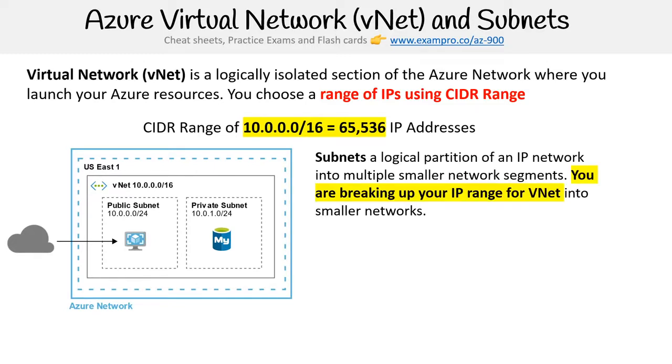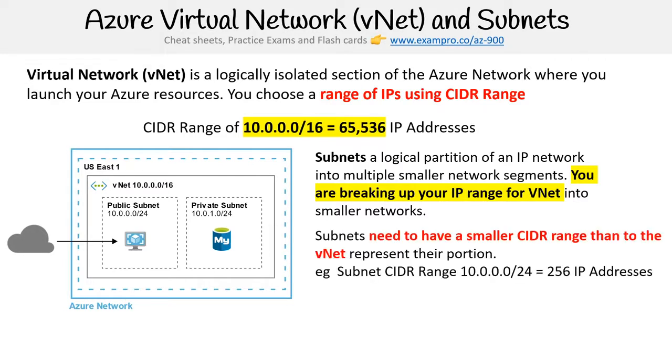And so we can subdivide our virtual network into subnets. So it's a logical partition of an IP network into smaller network segments. So that's what you're doing. You're breaking it up into smaller IP ranges. And when you create a subnet, they have to be smaller. So you have to define a CIDR range for those as well, but they have to be smaller than the VNet. Remember I said the higher the number, the lower it is. So when you have /24, that's just saying 256 IP addresses. All right.